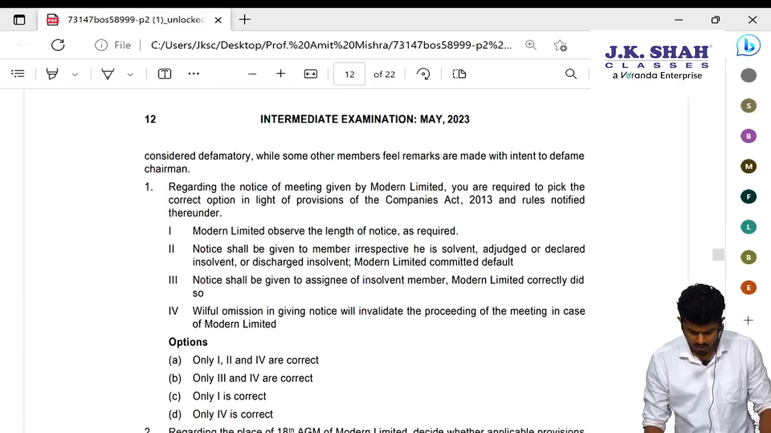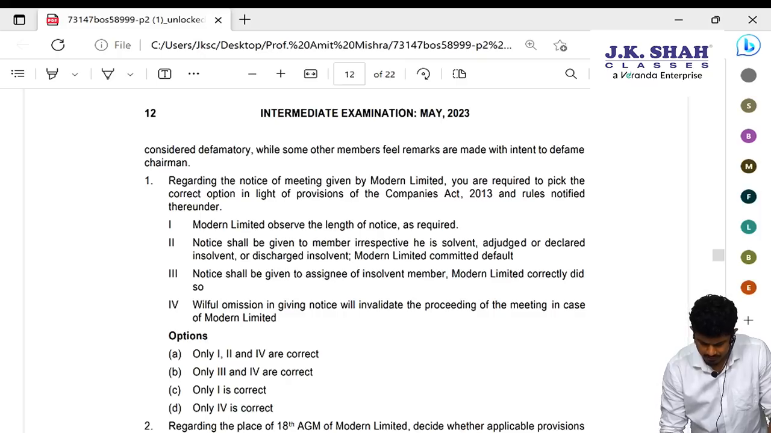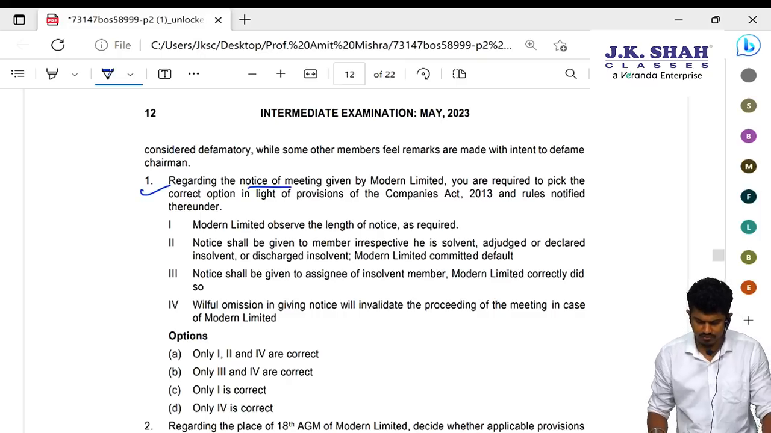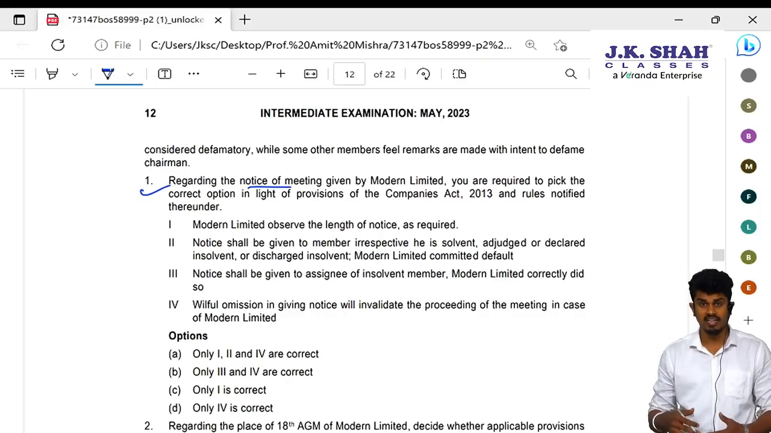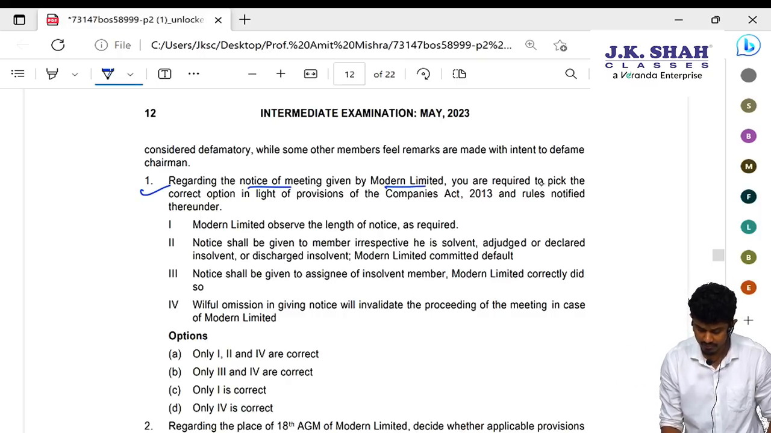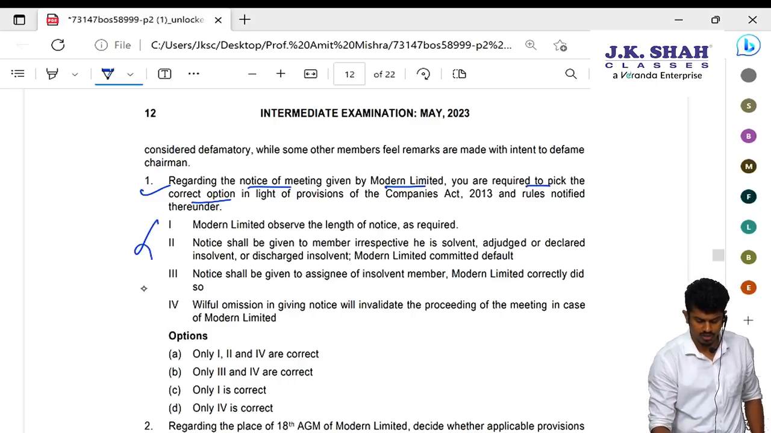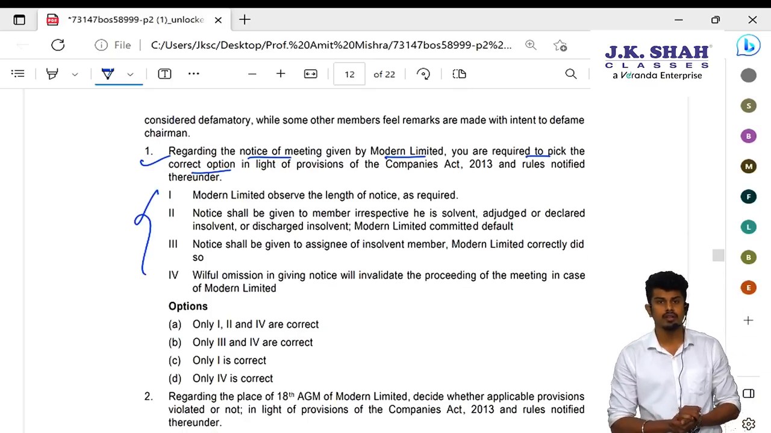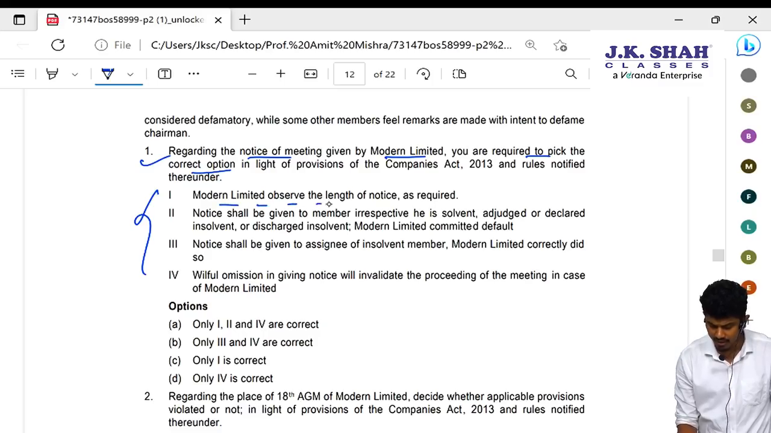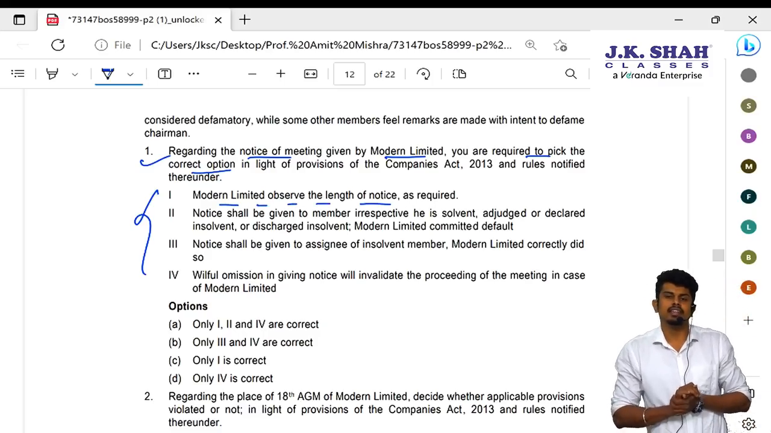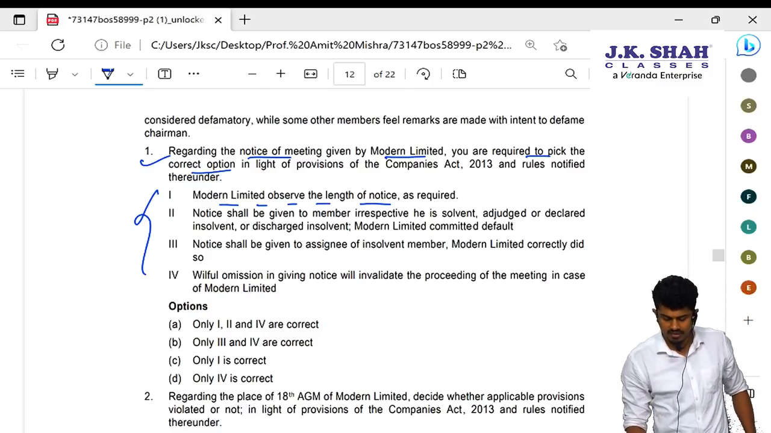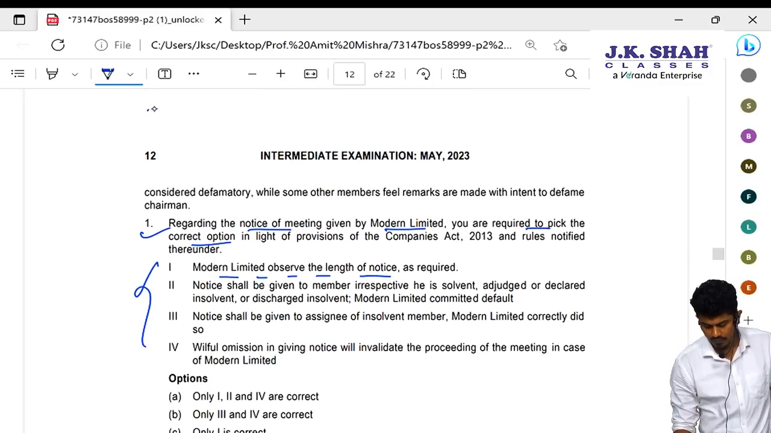Correct? So now, the first question they have asked you regards the notice of the meeting given by Modern Limited. You are required to pick the correct option. Now, from all the options, we'll have to pick the correct option. So first they are saying, Modern Limited observed the length of notice. See, for a valid notice, it should be given 21 clear days before.